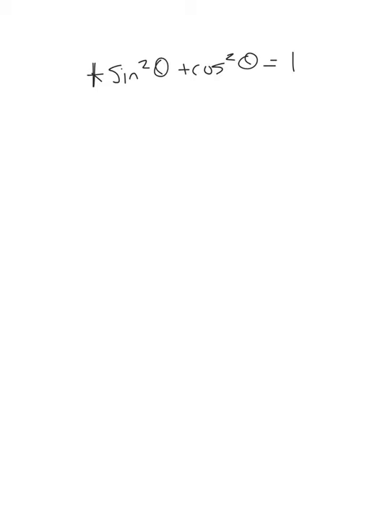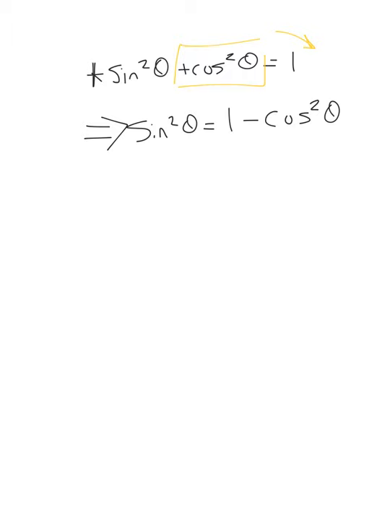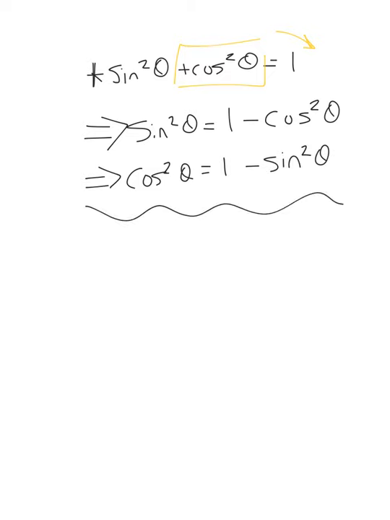From my Pythagorean identity, I can derive a few more identities. There's no need to memorize these because they're just the rearranged version of this. If I wanted an identity for sine squared theta, it would be 1 minus cos squared theta. I just took this and moved it over to the right-hand side. And same thing if I wanted an identity for cos squared theta: it would be 1 minus sine squared theta. All of these are going to be useful as we attempt our examples.